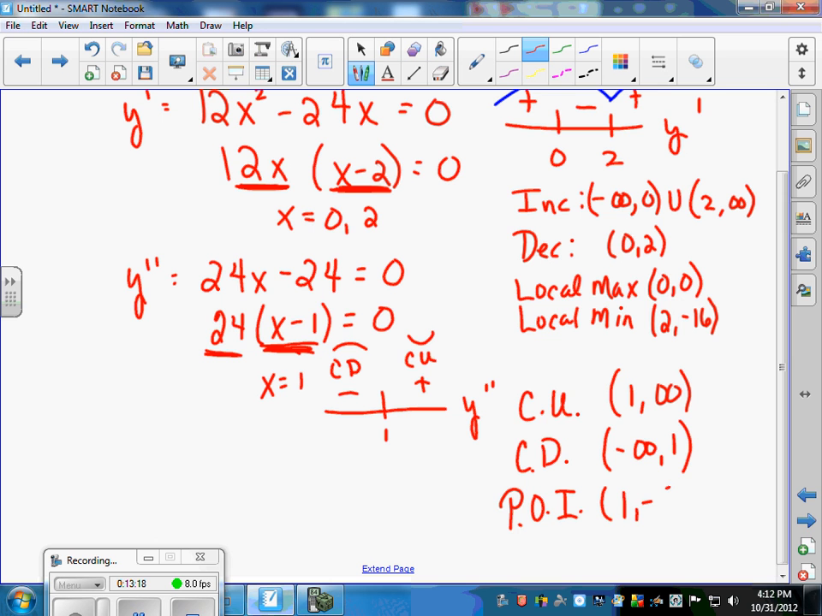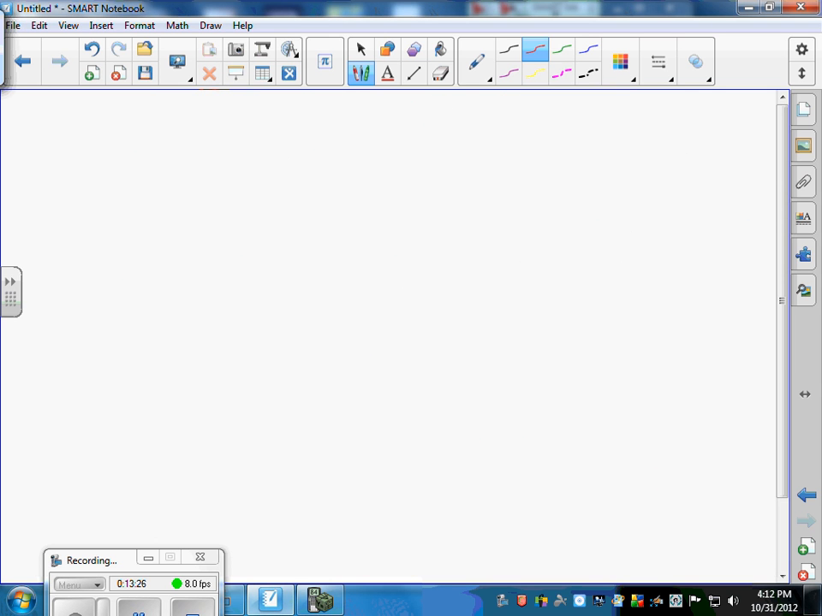Now, this is the tricky part. I'm ready to put all this together in a sketch. Here's what I'm going to do: combine my two sign charts into one. This is the way I normally do this. Here's your y prime sign chart. We had critical points of 0 and 2, and it went positive, negative, positive. For y double prime, we had just the one point, and it went negative, positive.